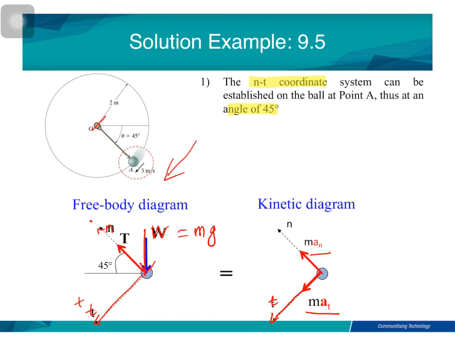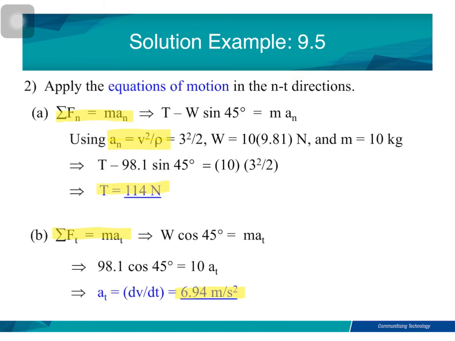Now what is this 2 meter? 2 meter is rho. Alright, so in step 3 we apply the equations of motion in n and t. Here you must resolve in the n coordinate. Summation F_n is equal to m a_n. What is the force in the normal axis? We have T minus W sin 45 degrees is equal to m a_n.